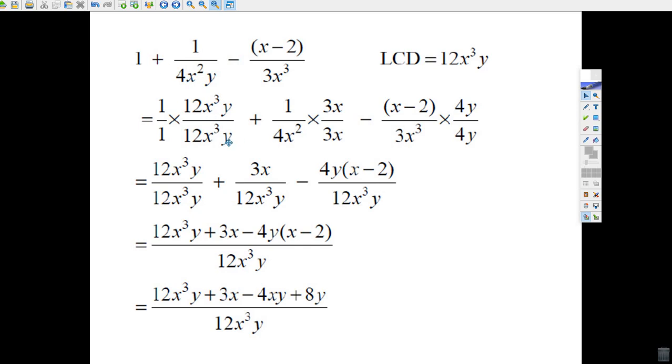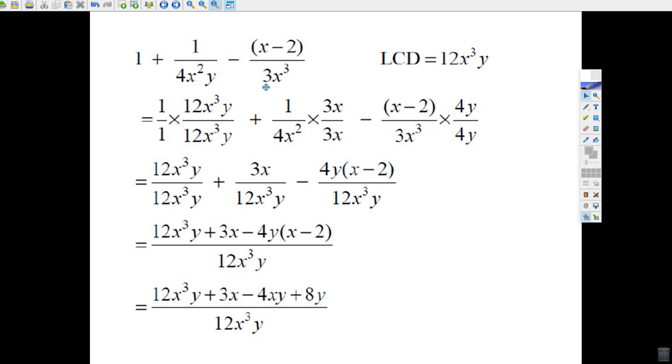So then the first number is 1. Well, you need to make it so that it's got 12x cubed y in the bottom. So you multiply the top and bottom of 1 over 1 by that. Well, there you go. That's going to give you 12x cubed y over 12x cubed y. Then you look at this thing and say, what is it missing? To get to equal 12, you have to multiply it by 3. And that x squared, you'd like it to be x cubed. So you multiply the top and bottom by 3x. So that's the way fractions work. Whatever you do to the top, do the same to the bottom.